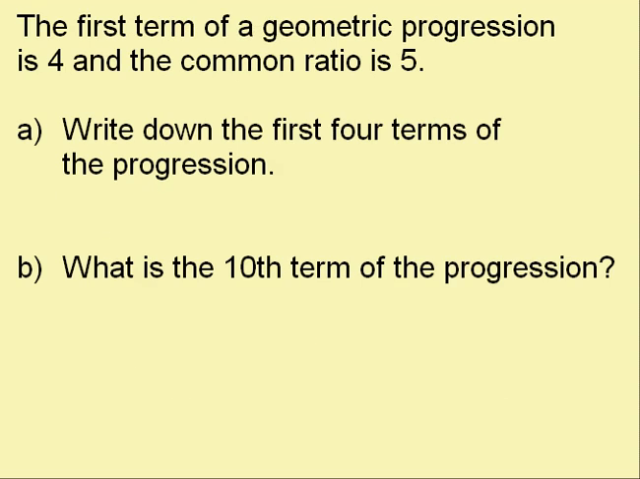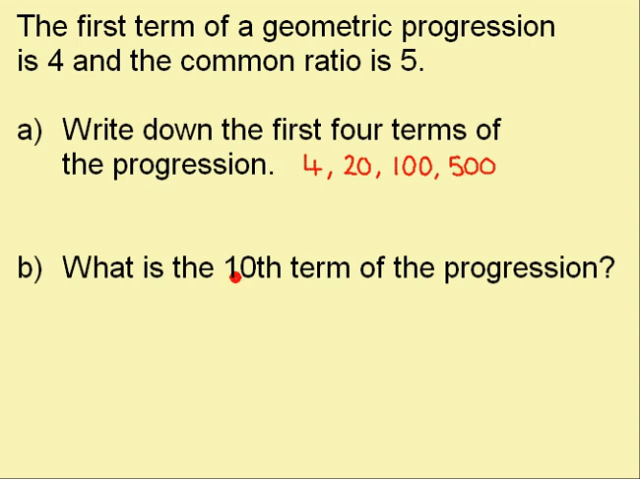Here's a typical exam question on geometric progressions. I'm told that the first term is 4 and the common ratio is 5, and I want to write down the first 4 terms of the progression. Now I've got the first one here, that's 4. To find the next one, I multiply by the common ratio, which is 5, so 4 times 5 is 20. Then to get the next one, I multiply by 5 again, that's 100. And to get the fourth one, I multiply by 5 again, and that's 500. So these are the first 4 terms.